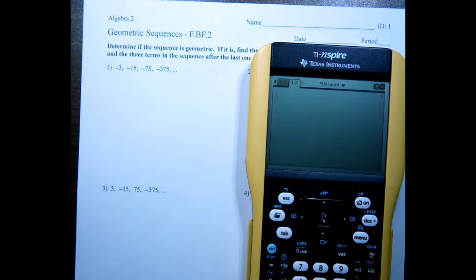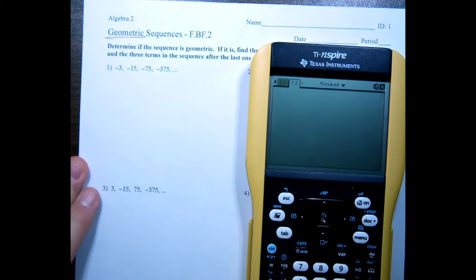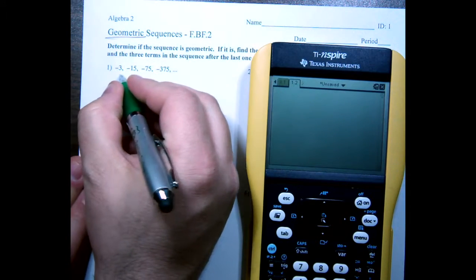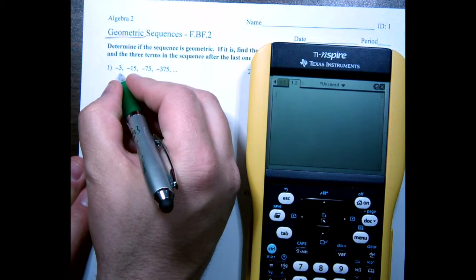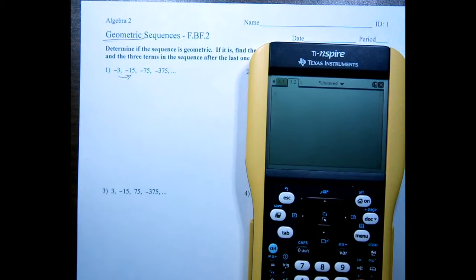This is what we're going to do: a geometric series. So geometric is a little different. For this one, we're going to find what we call a common ratio. So instead of adding, we're going to multiply. The way that I find that is I'm going to figure out what I multiplied -3 by to get -15.